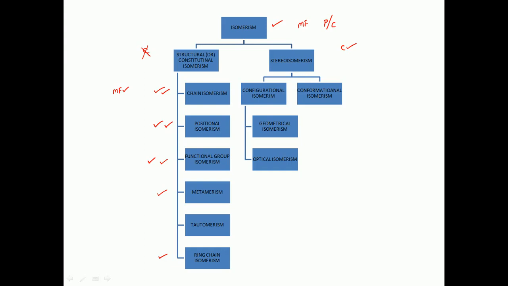Like this, some 10 sets of functional group isomers we discussed in the last class. The fourth one is metamerism. Metamers are compounds that have the same molecular formula but differ in the number of carbon atoms on either side of the functional group. The last one we discussed is ring chain isomers. As the name itself says, in one isomer you have an open chain, and in another isomer you have the carbon atoms in the form of a ring. What we have not discussed in the last class is tautomerism. That is what we are going to discuss in this lecture.